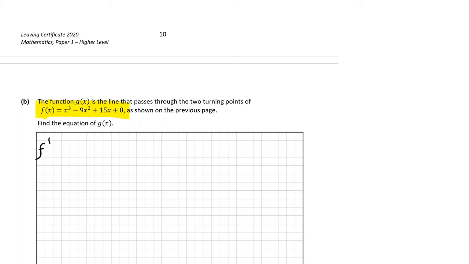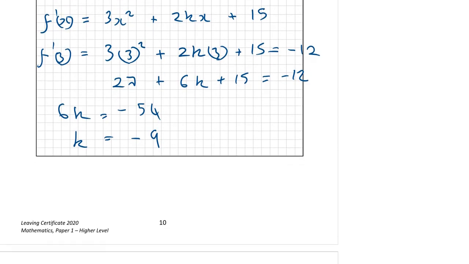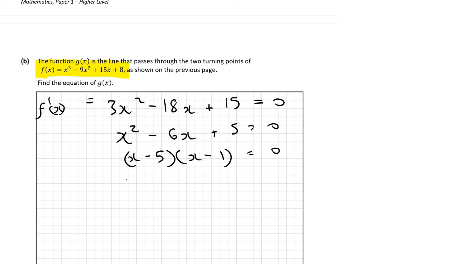So I know that f prime of x from the previous question was 3x squared minus 18x plus 15. The turning points happen when that slope is equal to 0. So I need to solve that resulting equation, dividing everything by 3. All I did was plug in the value of k there, which is minus 9, to get the minus 18. So dividing everything by 3, x squared minus 6x plus 5 equals 0. Our factors here are minus 5 and minus 1. So x equals 5, or x equals 1.